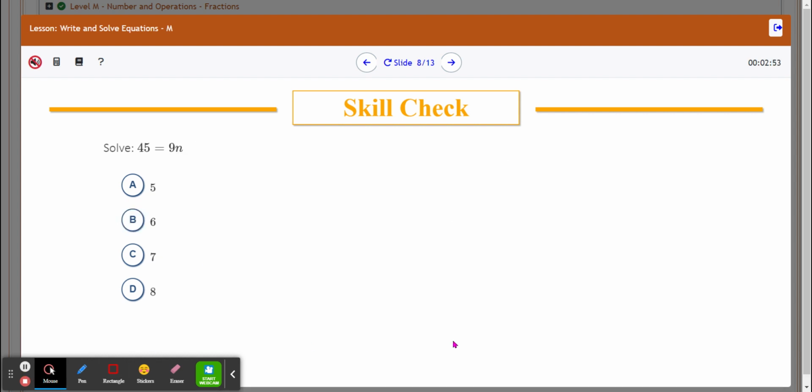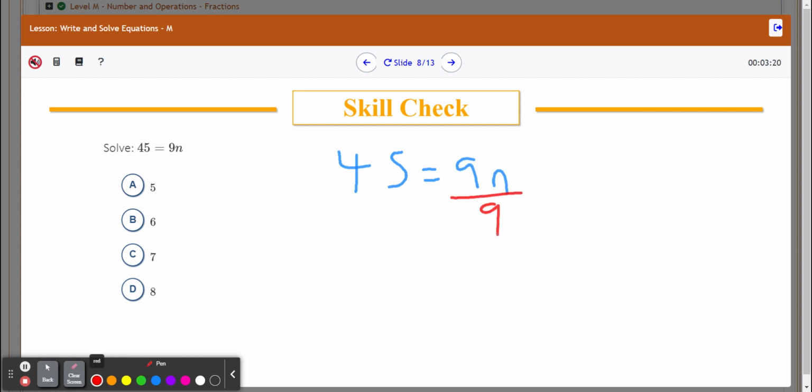Let's look at another problem. Here I've got 45 equals 9n. So again, when you're solving, you want to isolate that variable. You want to get it by itself so I get a concrete answer. So if I have 9n on the right side, I want to get that n by itself. I need to get rid of that 9. Well, since it's telling me that 9 times n, so what I'm going to do is divide it by 9 because 9 divided by 9 gives me 1.